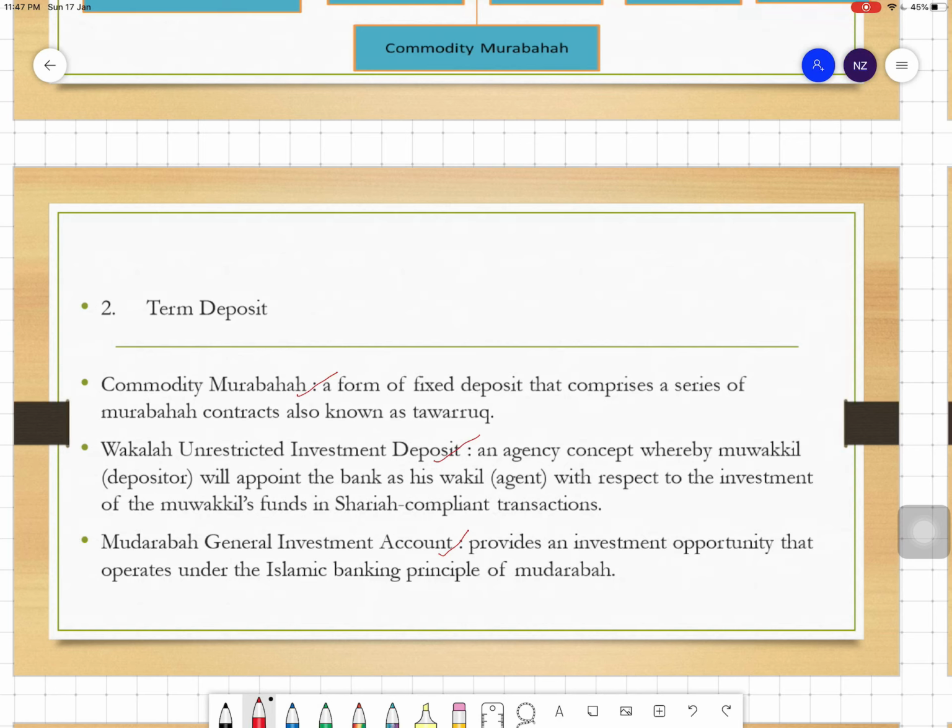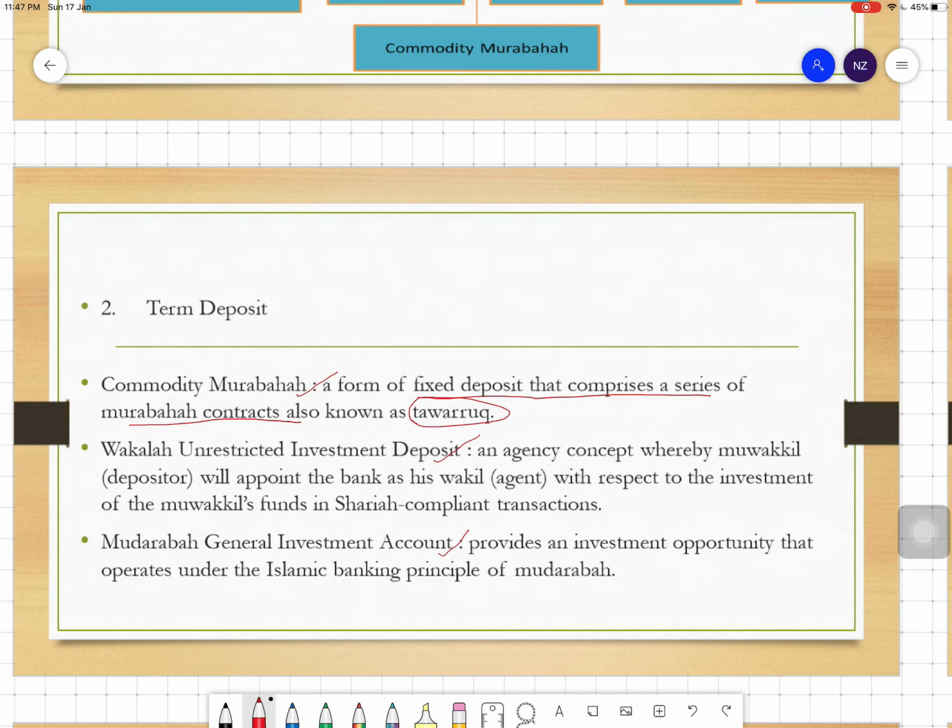So untuk term deposit digunakan bersama komoditi murabahah, it is a form of fixed deposit that comprises a series of murabahah contracts that is also called as tawarruj. So untuk komoditi murabahah ni means dia sama macam term fixed deposit. Termsnya sama macam saya cakap tadi lah.